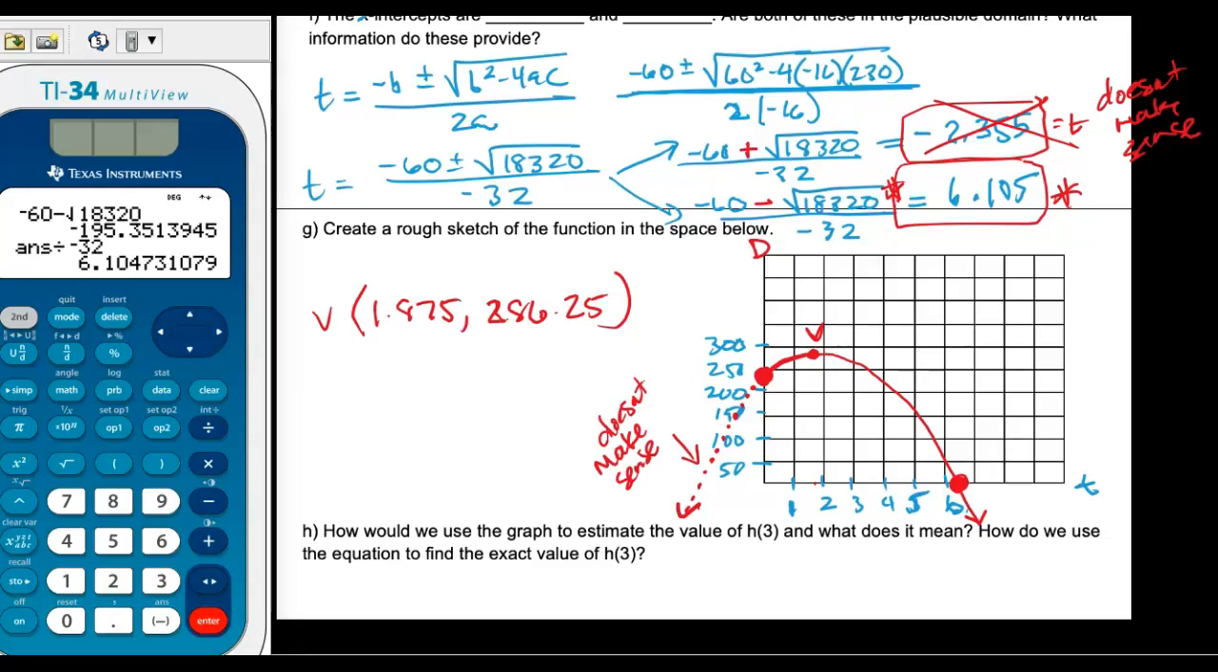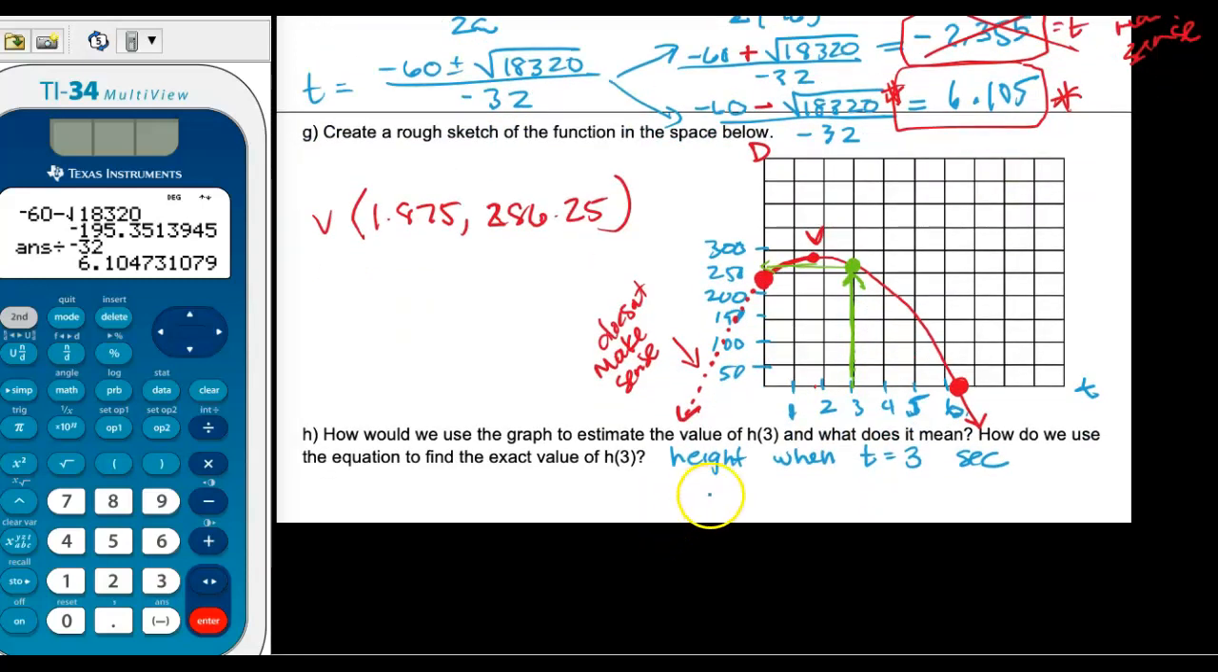So how will we use the graph to estimate the value of h of 3? So that's the height when time is 3 seconds. So what I could do is I could come to 3 seconds and go up to the graph and see about what point 3 seconds would hit the graph, and it looks like it's about right there. And just judging by the graph, it looks like it's a little bit over 250. It's not quite as high as the vertex, but just eyeballing it, it looks like it's a little bit more than 250, but we could also use the equation.